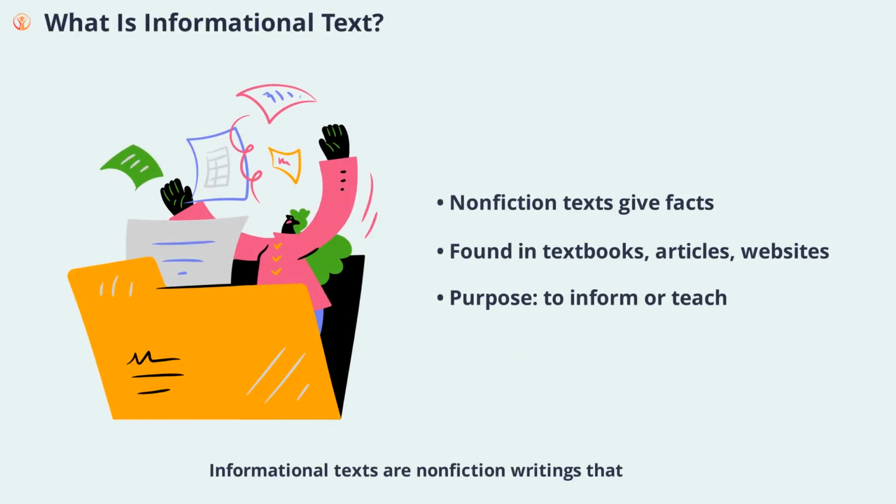Informational texts are nonfiction writings that give us facts about the world. They can be found in textbooks, articles, and even websites. These texts are different from stories because their main purpose is to inform or teach you something new. For example, a passage about the water cycle or a timeline of important historical events are both informational texts. Understanding how these texts are organized helps you find important information quickly and makes reading easier.